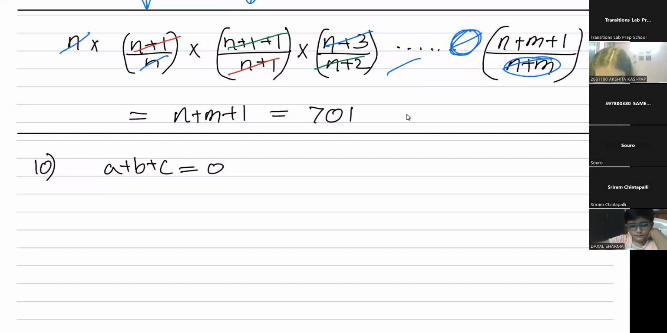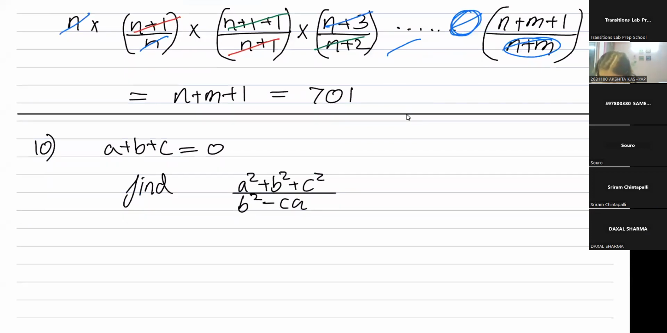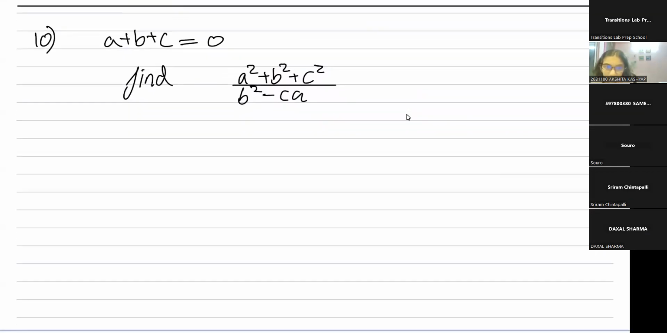Find a square plus b square plus c square upon b square minus c. Now here use any identity that you like. Sir, can you please show the identity list? This will take away from the class time.